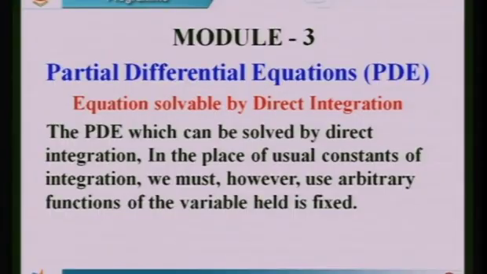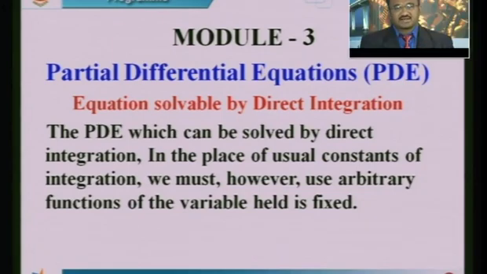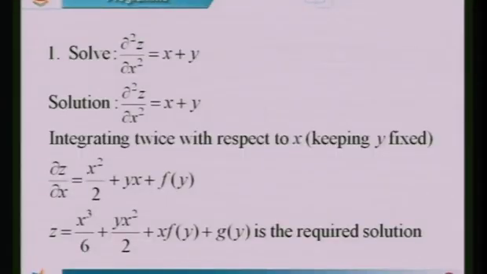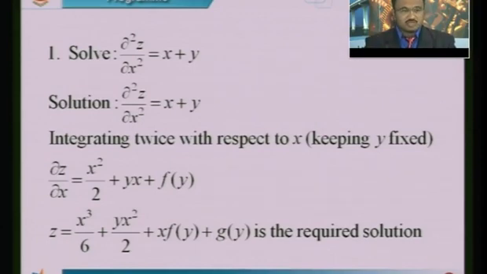For a partial differential equation which can be solved by direct integration, in place of the usual constant of integration, we must use an arbitrary function of the other variable, which is held fixed. This is the procedure we have to follow for solving problems by the direct integration method. Here we should extract the solution for the dependent variable. Suppose z is a function of x, y; we need the derivative to get the value of z. So we are going to extract z, the dependent variable, in terms of x and y, by solving the problems directly.